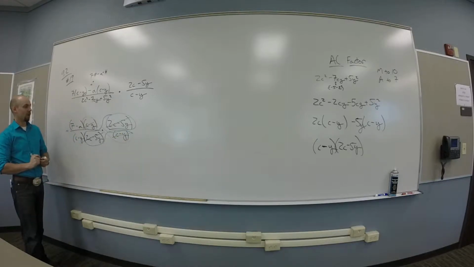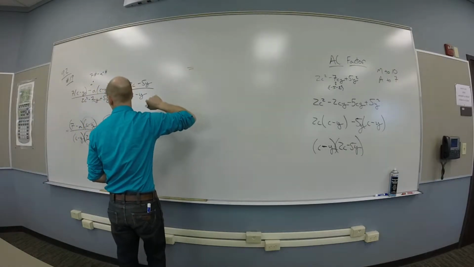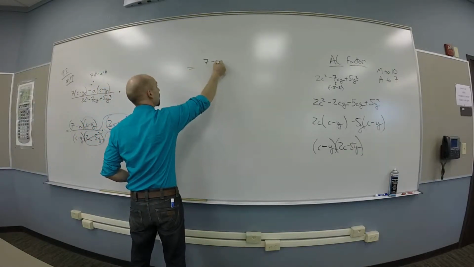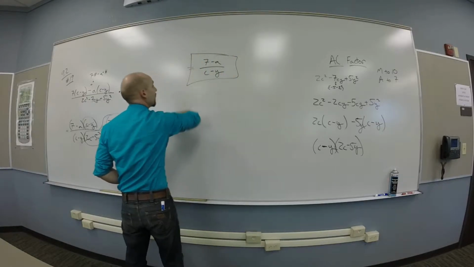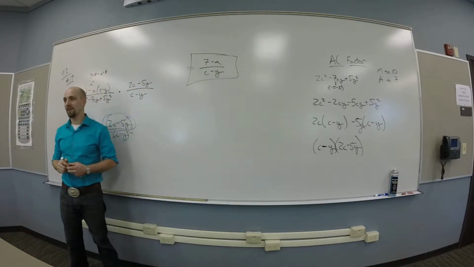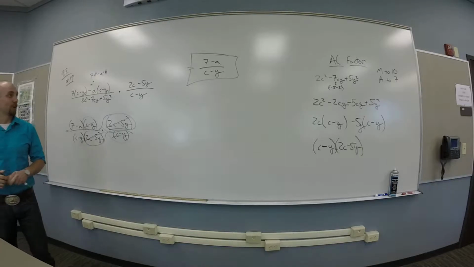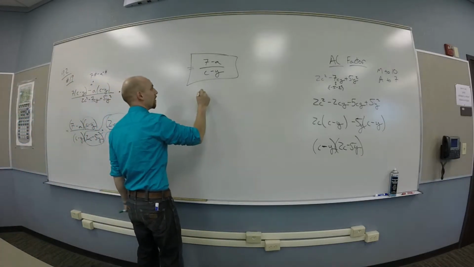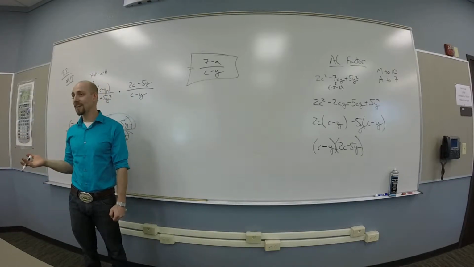Okay, so all told after I'm done with my onesies, what have I got left in the end? 7 minus a over c minus y. So why does the back of the book say a minus 7 and y minus c? Okay, so that's what I got. And that's okay. So how are those the same?